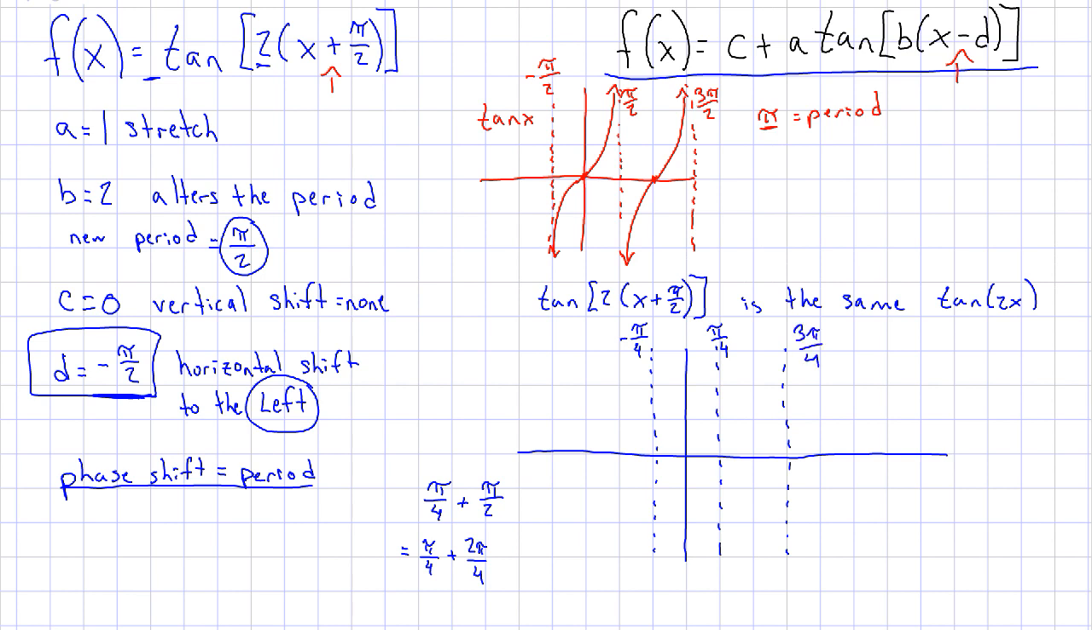And I'll go ahead and graph. So my tangent is crossing in the middle here. It's going up and then down. Again, crossing the middle, going up and then down. So here I have graphed two periods of my function tangent of 2x plus pi over 2, which is the same graph as tangent of 2x.